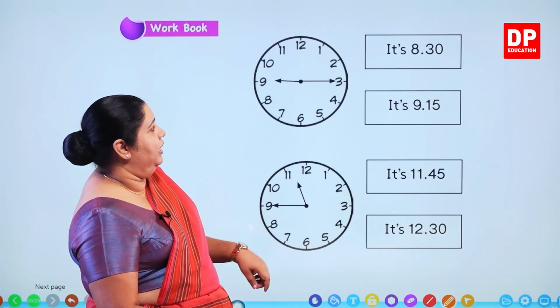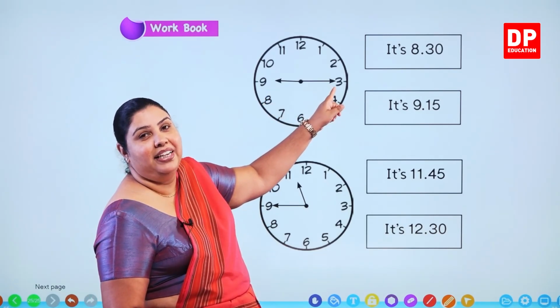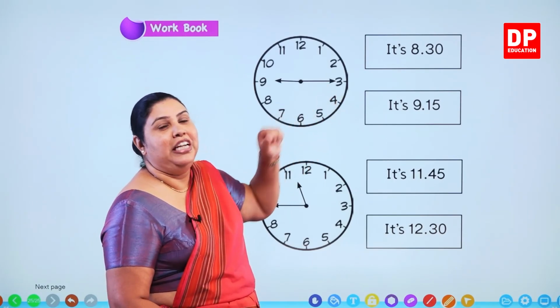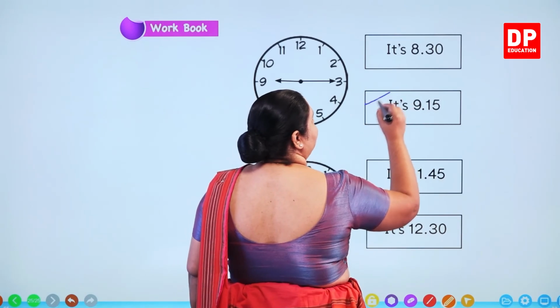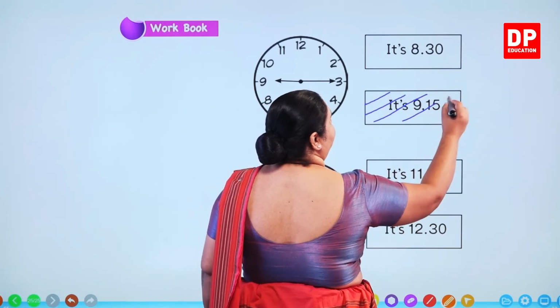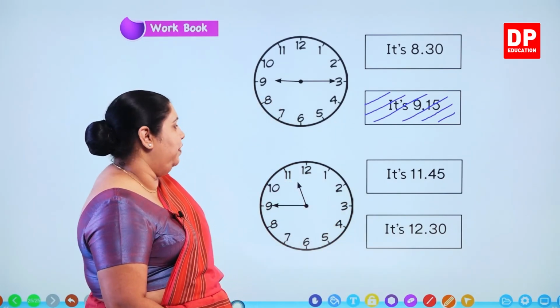What is the time here? The short hand in number 9 and the long hand in number 3. That means 15 minutes past 9. So what is the correct time? The correct time is 9:15. It is not 8:30. It is 9:15.